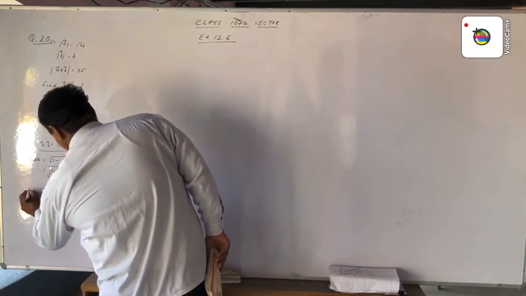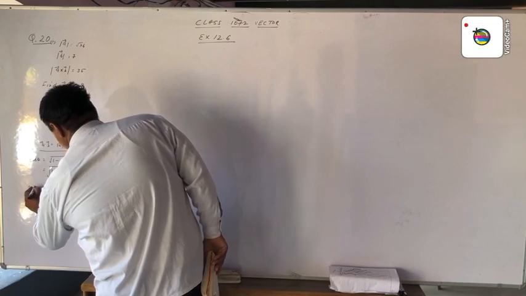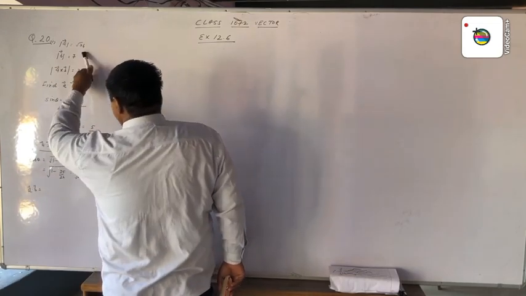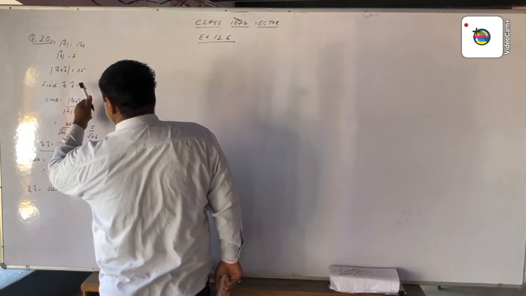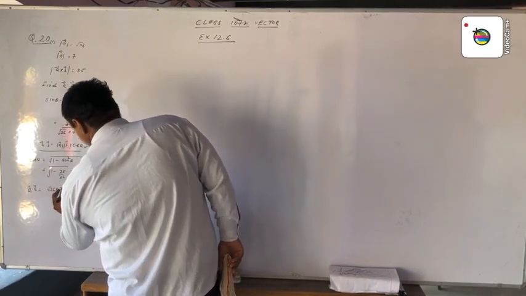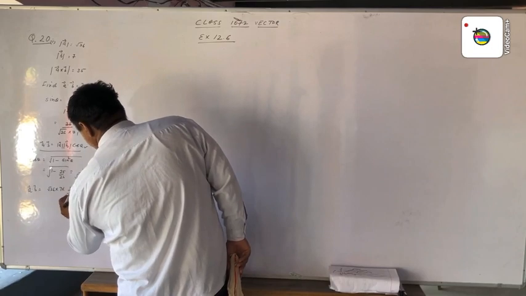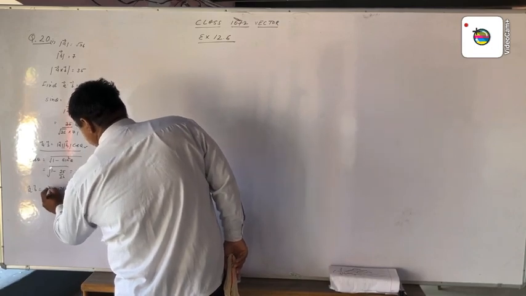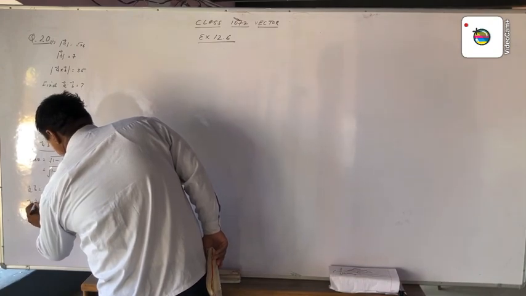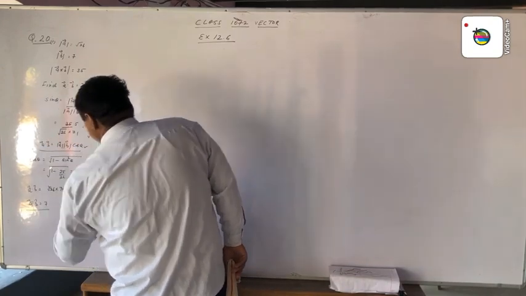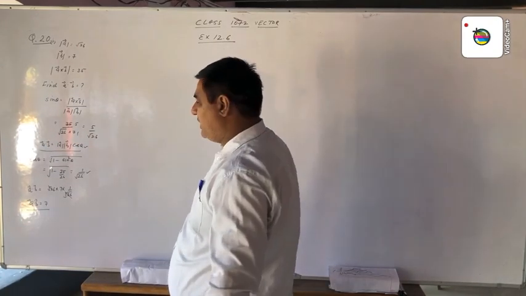Now vector A dot B is equal to the magnitude of vector A, root 26, multiplied by the magnitude of vector B, 7, multiplied by the cos theta value, 1 by root 26. Root 26 cancels with root 26. Here vector A dot B is equal to 7. This is your part number first.